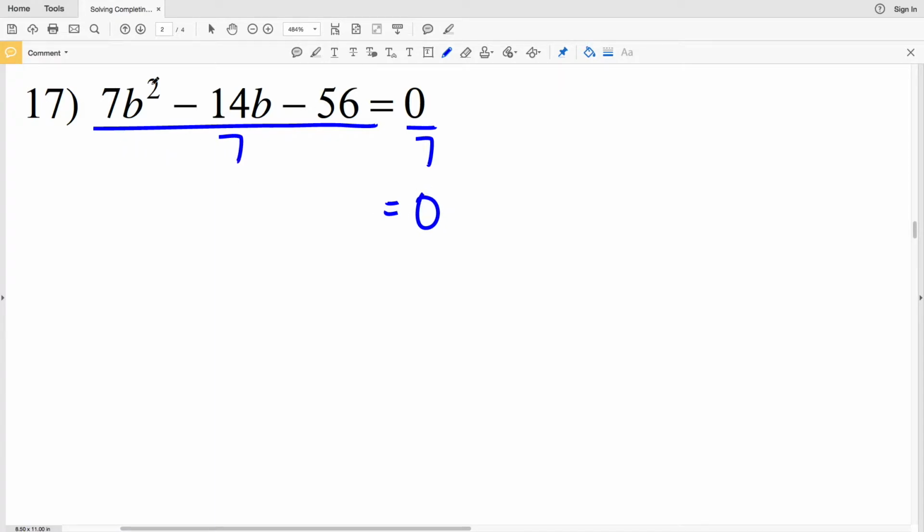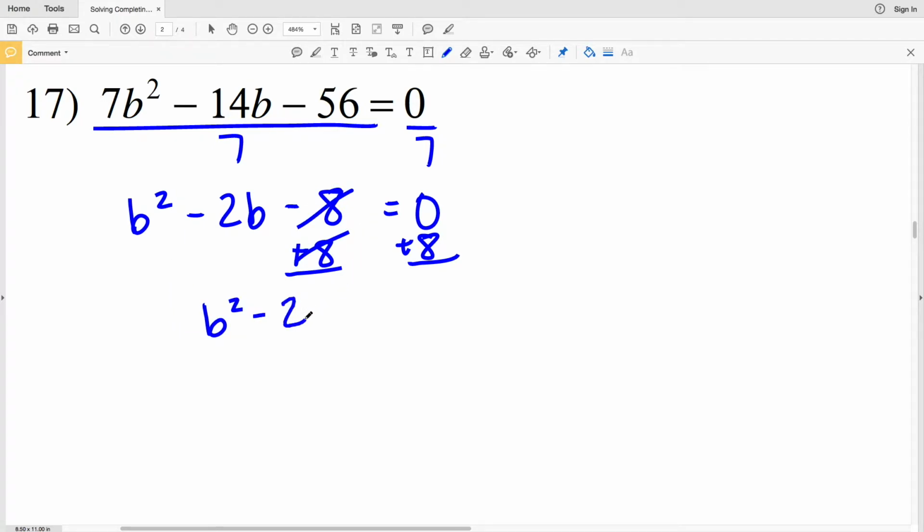The left-hand side, I'm going to divide 7 to each of the terms. So 7b squared divided by 7 is b squared, or 1b squared, minus 14b divided by 7 is 2b, minus 56 divided by 7 is a positive 8. Now I'm going to move that constant to the right-hand side of my equation by adding 8 to both sides. Negative 8 plus 8 is 0, and then I'll have b squared minus 2b equal to positive 8.